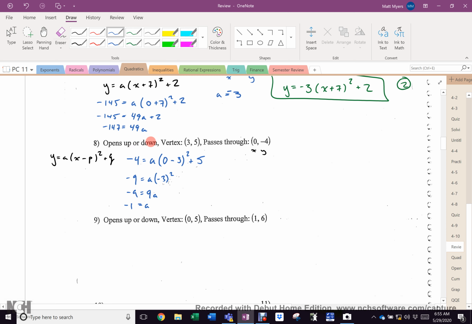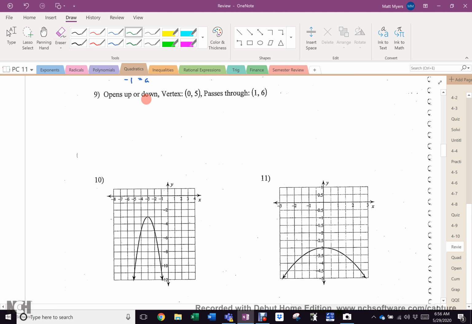If it opens up or down, we know that it's going to be y equals plus or minus 1, right? Whichever one it is. Not a. (x minus 3) squared plus 5. The plus or minus 1 shows me that a positive would open up and a negative would open down. 2 marks. Same thing here. It's going to be a plus or minus a again, right? Because it's up or down, so it has to be a plus or minus a.